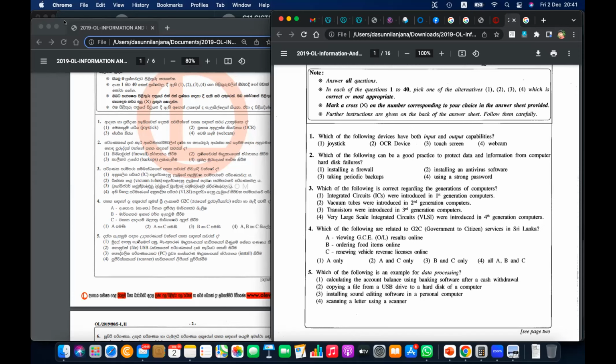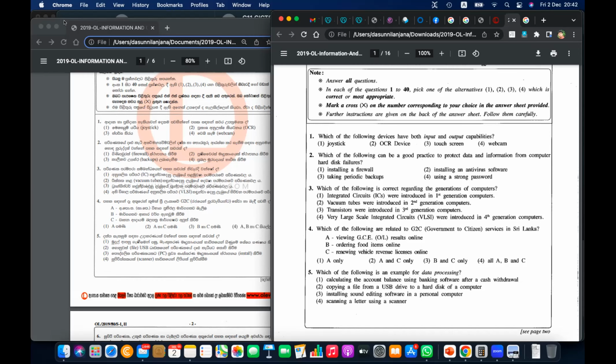Okay, then the next thing is installing antivirus software. Antivirus software, as the name implies, blocks viruses. If your hard disk is physically damaged, antivirus software has nothing to do with it, because antivirus software is protecting your computer from viruses. So it is only protecting you from viruses. It has nothing to do with hard disk physical failure, so it cannot protect from that.